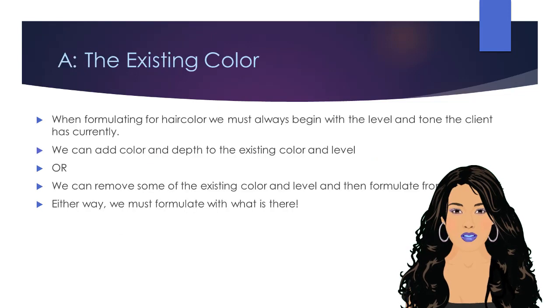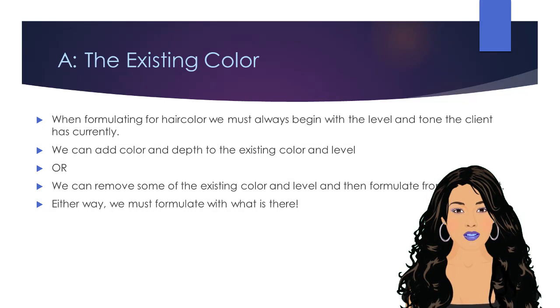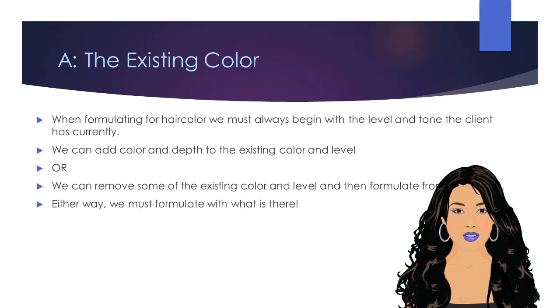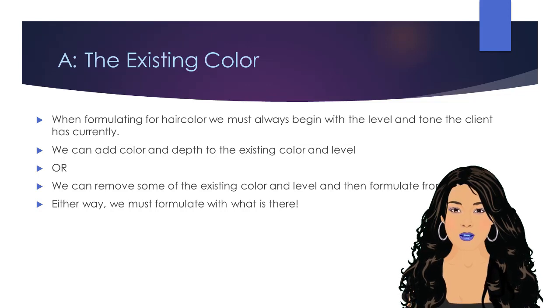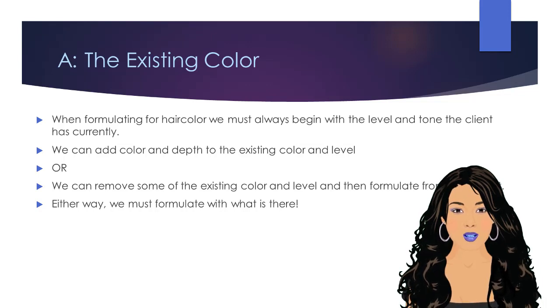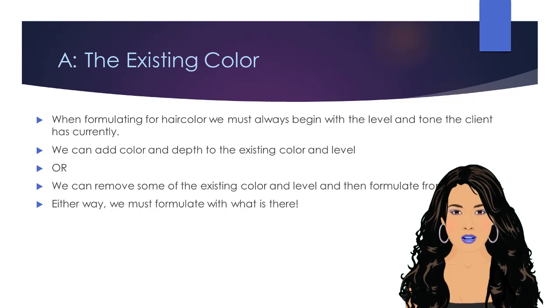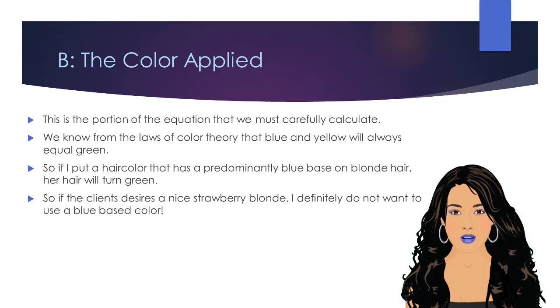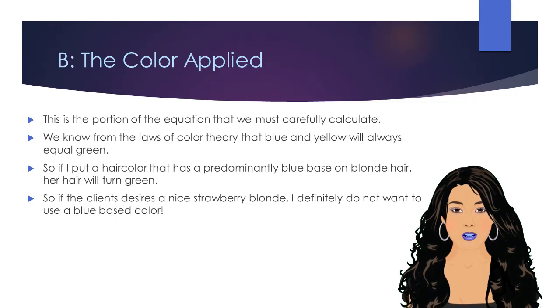When formulating for hair color, we must always begin with the level and tone that the client has currently. We can add color and depth to the existing color and level, or we can remove some of the existing color and level, and then formulate from what is left. Either way, we must formulate with what is there. This existing level and tone will always be the letter A in our equation. The letter B is the portion of the equation that we must carefully calculate.